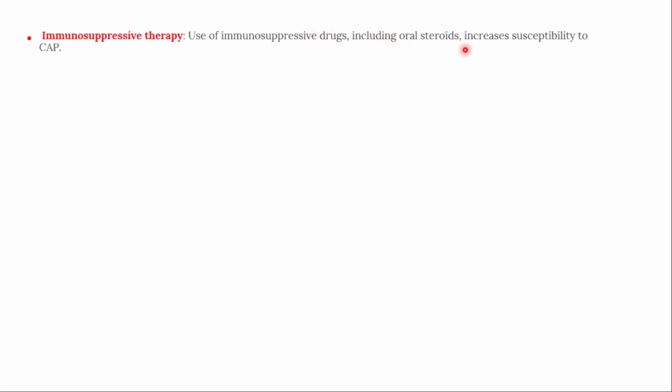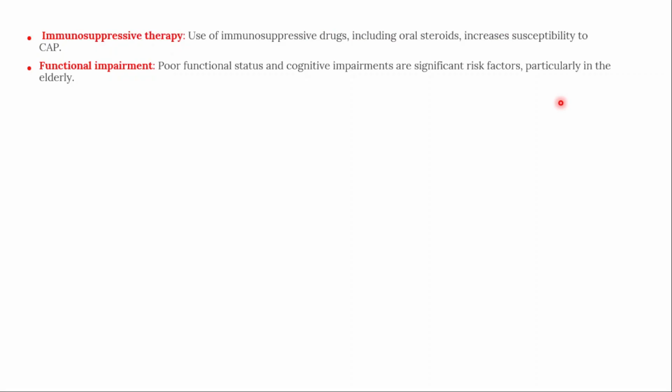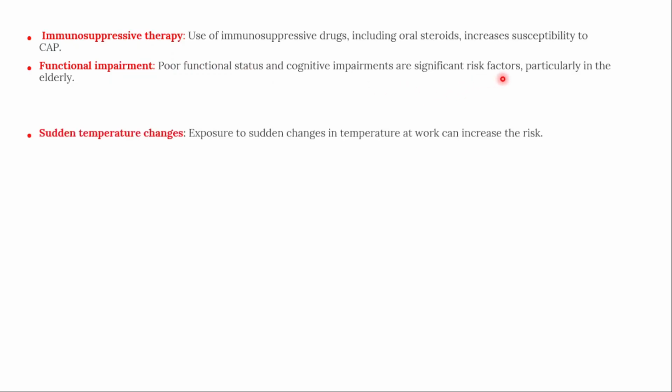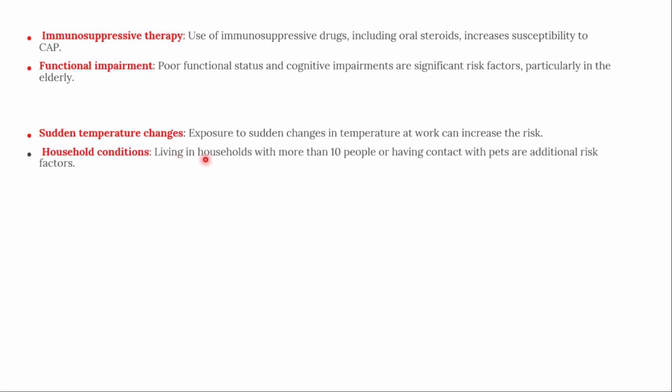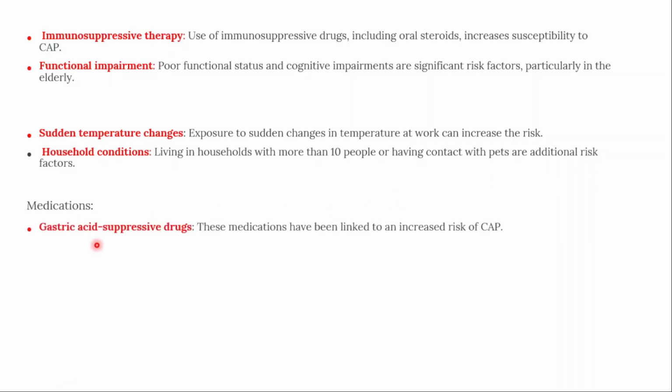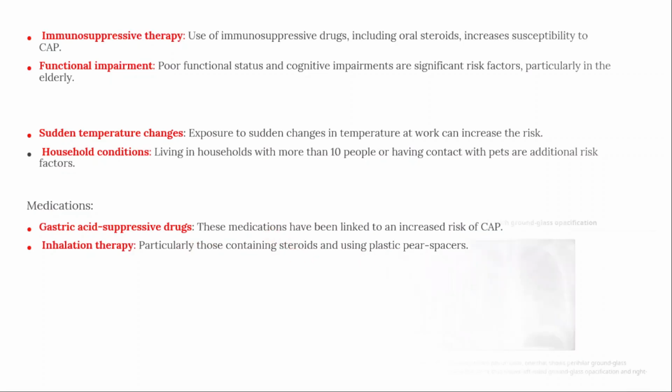Immunosuppressive drugs, including oral steroids, increase susceptibility to community-acquired pneumonia. Poor functional status and cognitive impairments are significant risk factors, particularly in the elderly. Sudden temperature changes, exposure to sudden changes in temperature at work, also increase the risk. Household conditions, living in households with more than 10 people or having contact with pets, are additional risks. Some medications like gastric acid suppressive drugs have been linked to increased risk for pneumonia. Inhalation therapy, particularly those containing steroids and using plastic spacers.